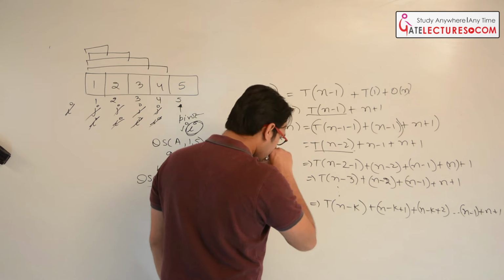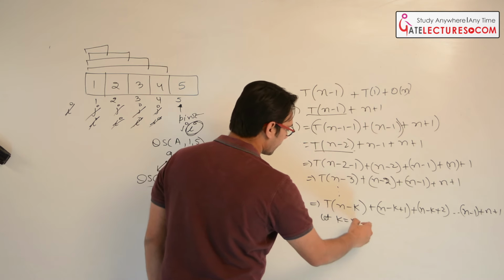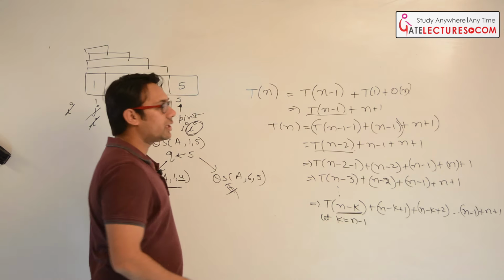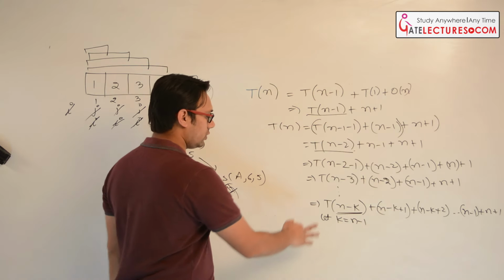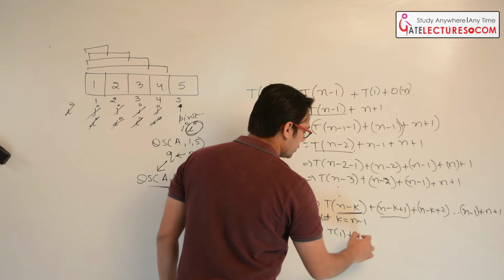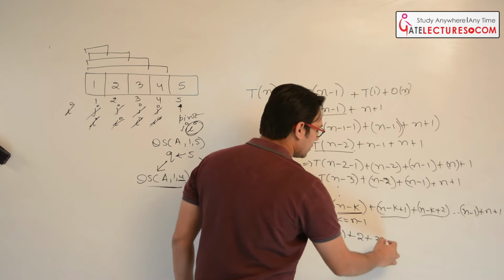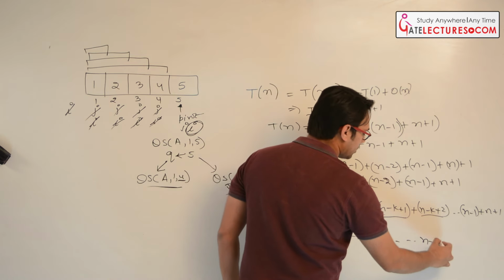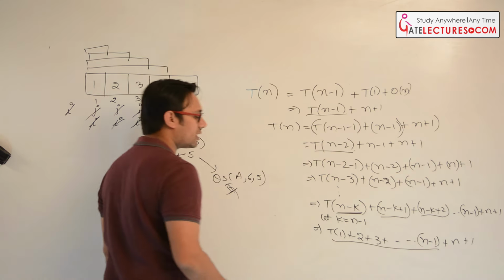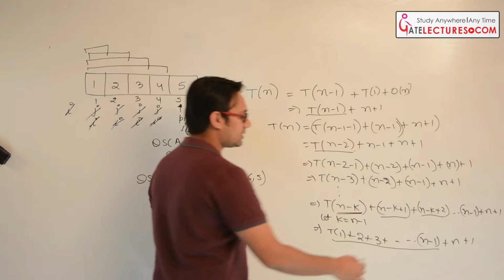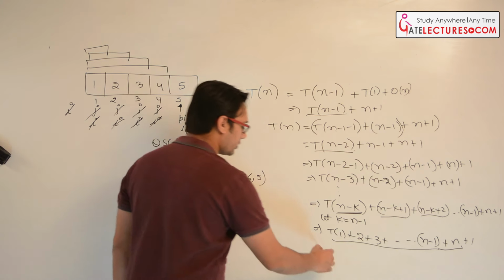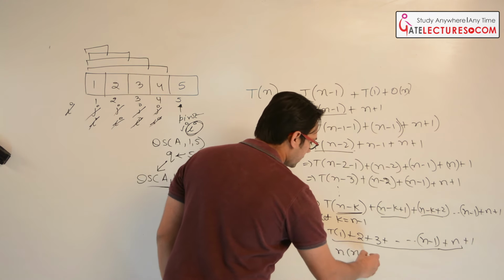Fine. So let k be equal to n minus 1, because we want to make this value 1, and we know that the time taken to sort one data item will be 1 only. So we know this value. So with k equal to n minus 1, it will become T(1) plus 2 plus 3 and so on up to n minus 1 plus n plus 1. You can see this is the sum of the first n terms of an AP, or you can say the first n natural numbers. Therefore this will be equal to n into n plus 1 by 2.